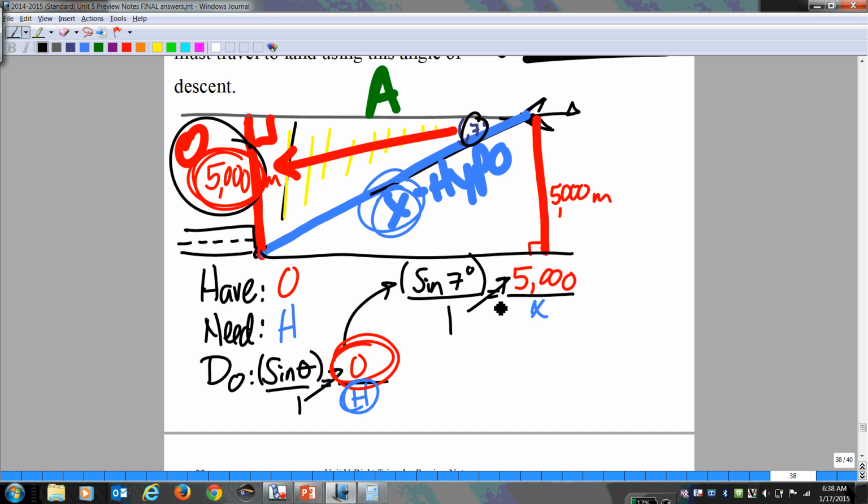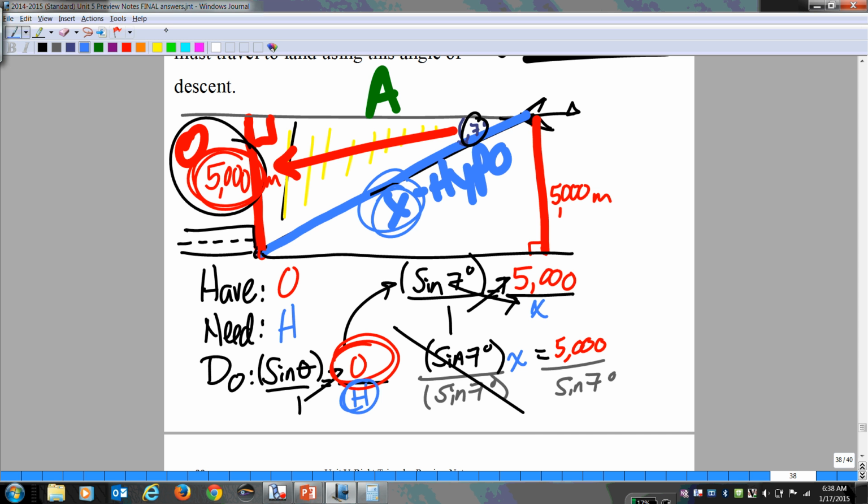We cross multiply, and we get sine 7 degrees, keep parentheses around that, times x equals 5,000. Don't touch a calculator until x is by itself. So we have to divide by sine of 7 degrees. So whatever x is, it's going to equal 5,000 divided by the sine of 7 degrees.